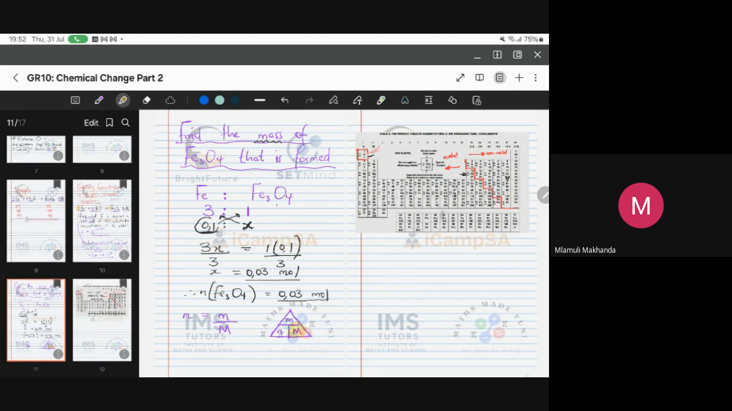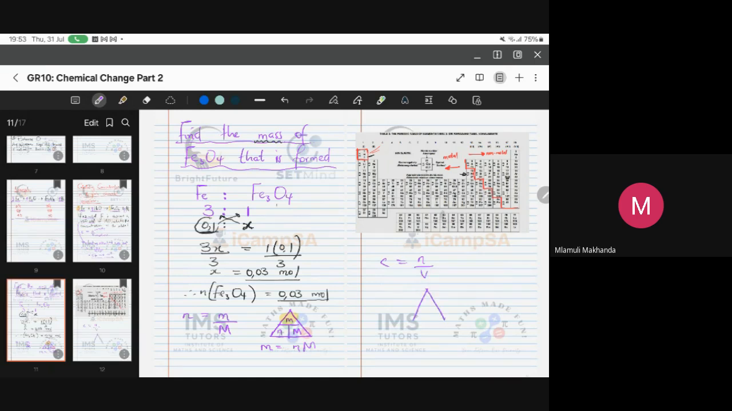But in this case, we're looking for the mass. That means we will cover the mass. And then it means to find the mass, everything at the bottom is multiplied. So you have m is equal to n times M. That's how this triangle works. It can work for any formula actually that has 3 terms and is a fraction. Even for this one, let me show you. Even for C is equal to n over V, you can have the same thing.